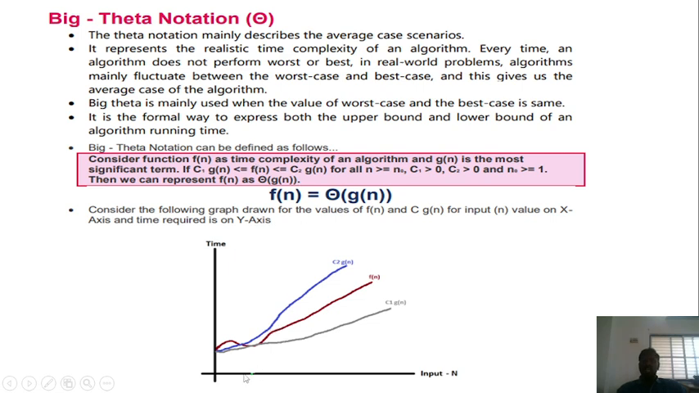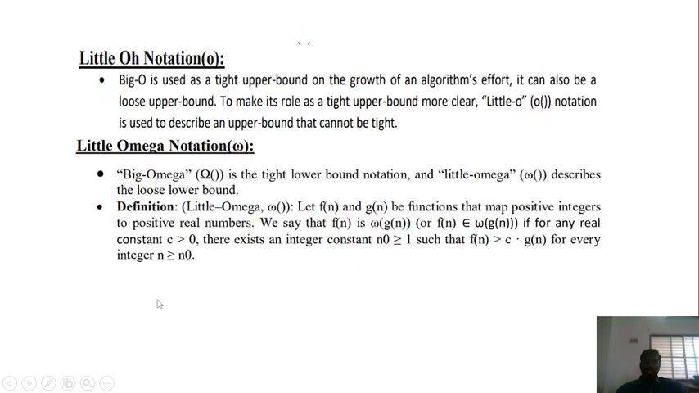The same way, the x-axis will have inputs and the y-axis will have time. If the number of inputs increases, what is the time taken? So this graph indicates the big theta notation, that is nothing but the average case time complexity of an algorithm.